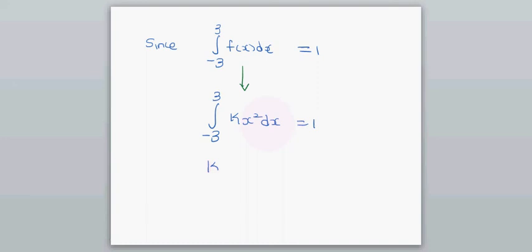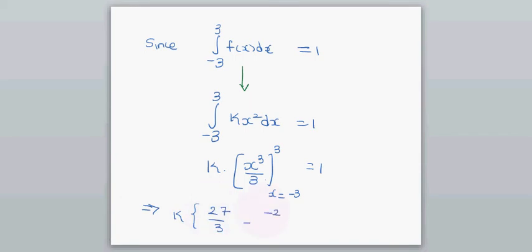k is a constant, keep it outside, and the integration of x² is x³/3. When you apply the limits, x from -3 to +3, equals 1. When you simplify this, k into, when you substitute the upper limit, this becomes 3³/3, that is 27/3, minus, and for the lower limit, (-3)³ is -27/3, minus of minus becomes plus, so 2 times 27/3.